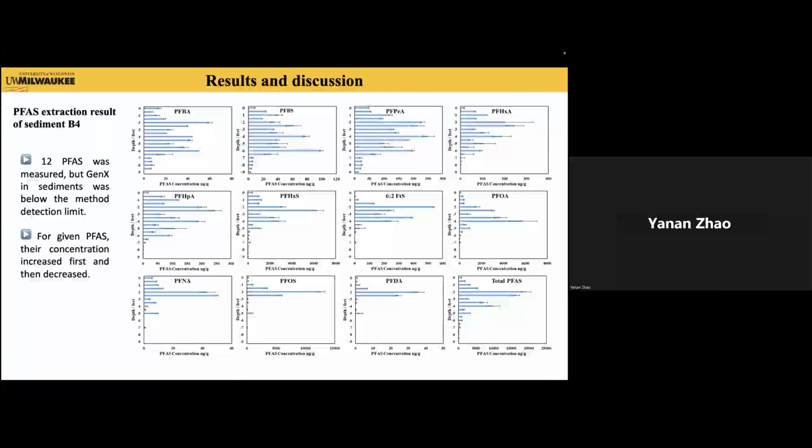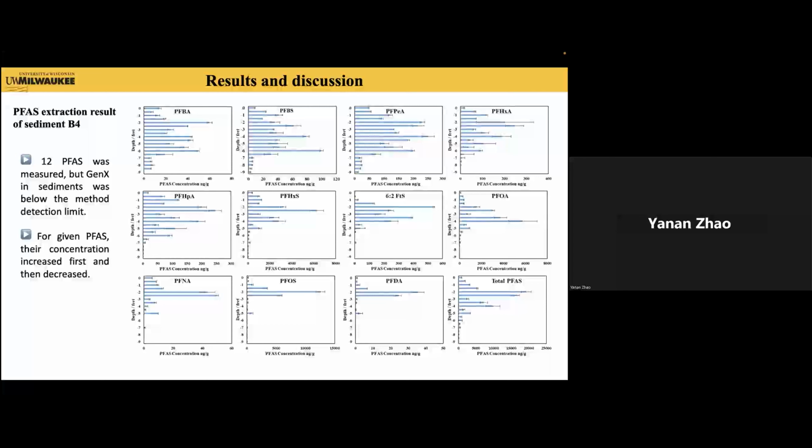For the other 11 PFAS shown here, their concentration in the sediments increased first and then decreased when we increased the sampling depth. From the concentration, you can see the x-axis. We can see the peak concentration of PFOS, PFOA, and PFHxS are higher than other PFAS.